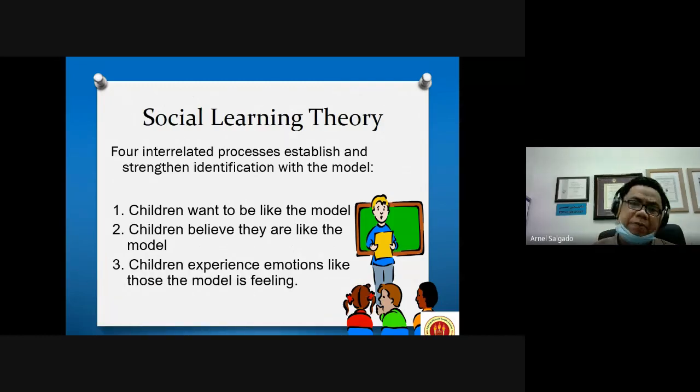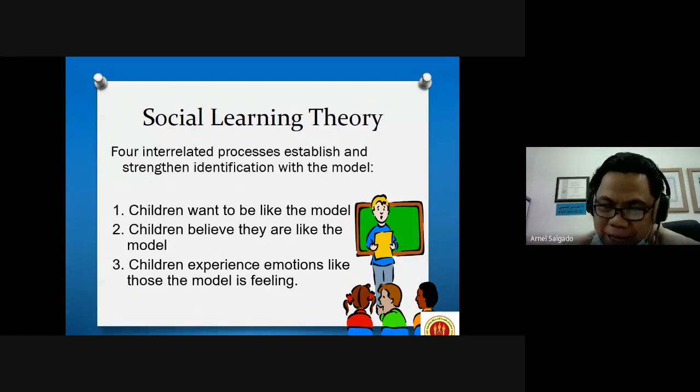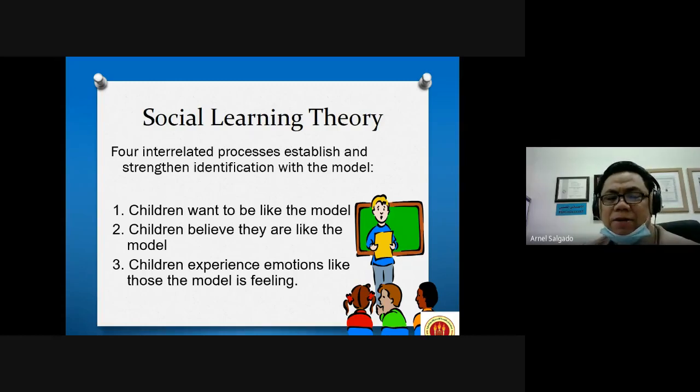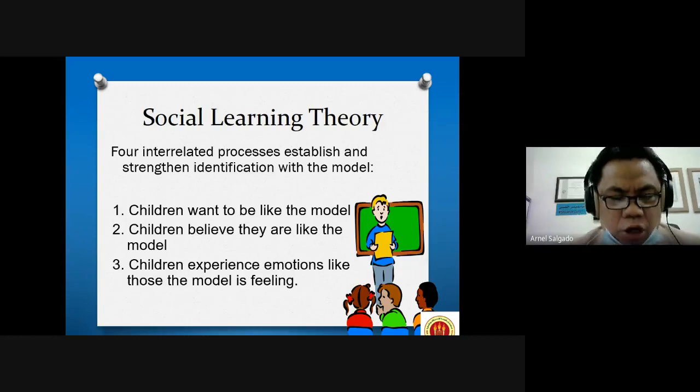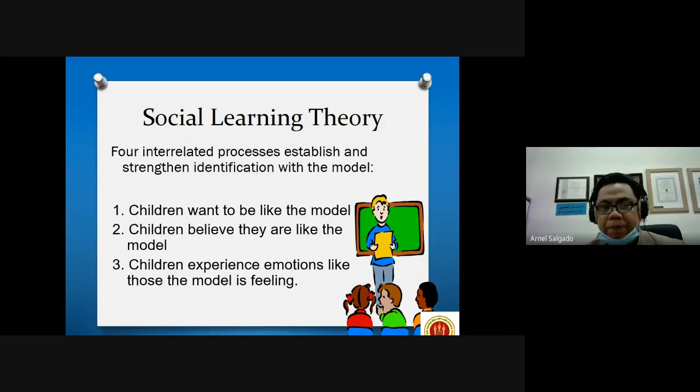And then children experience emotions like those the model is actually feeling, as I mentioned to you. You can actually see the evidence of this when they play at home. When they play like a teacher, when they are strict, they are always trying to get mad also. It's there. They will recognize it's there. So they will display that emotion. It's very relevant. I observe so many children playing like that. So they experience the emotions of the models. They copy the emotions of the models, in this case, the teachers.